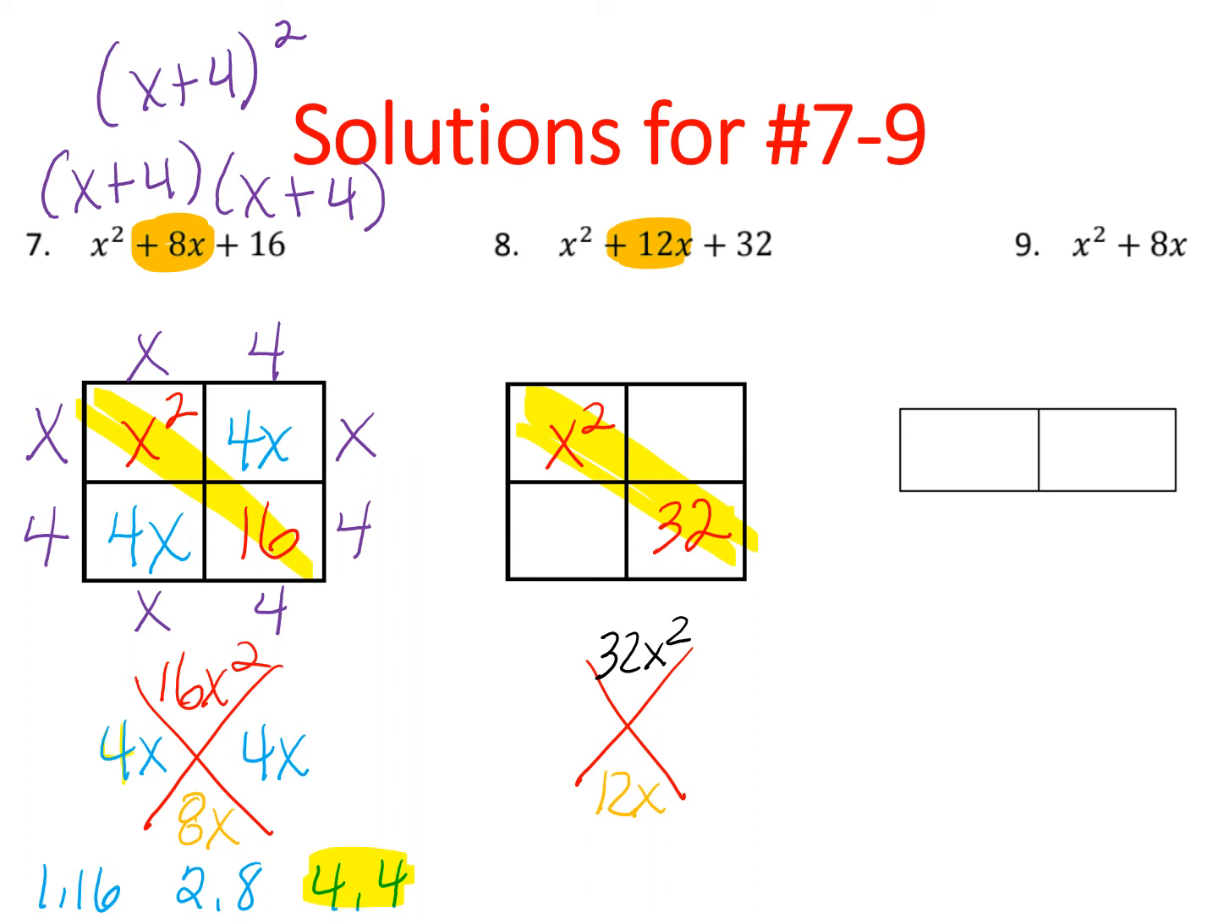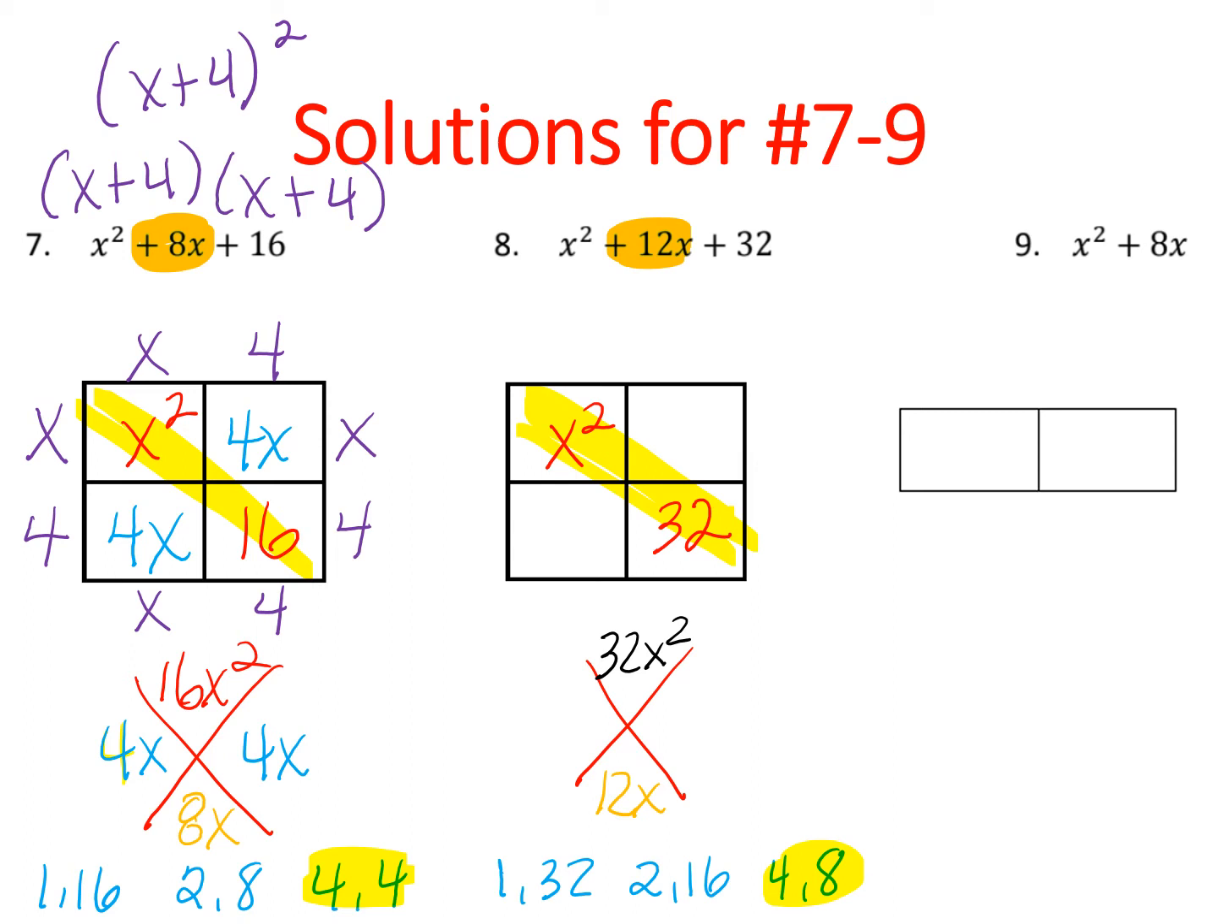So like before, let's list out the factors of 32. 1 and 32, 2 and 16, 4 and 8. And if we look at those three sets of factors, I think we have already found the one that will add up to 12, which will be your 4 and your 8.